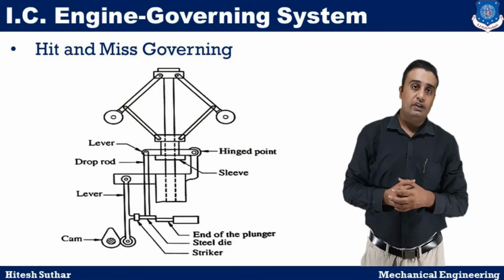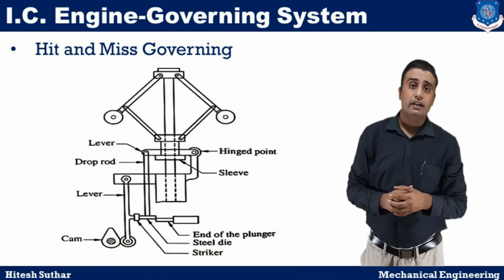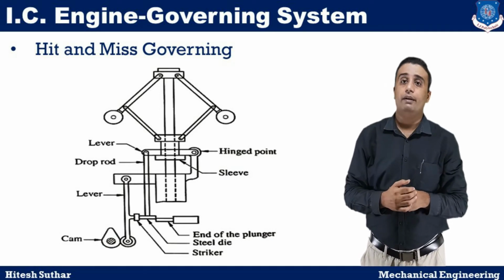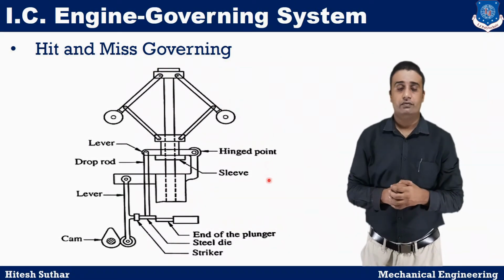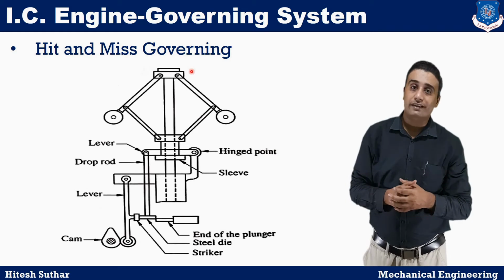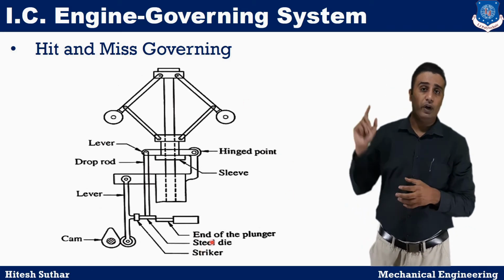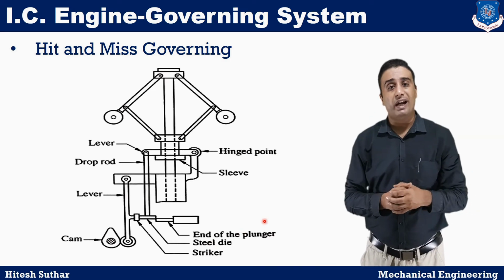So let's discuss the last method, hit and miss governing. As the name says, hit means sometimes the fuel is supplied to the engine and miss means sometimes it is not supplied to the engine. So that's why its name is hit and miss governing. Here is shown a governing mechanism. Let's understand one by one.